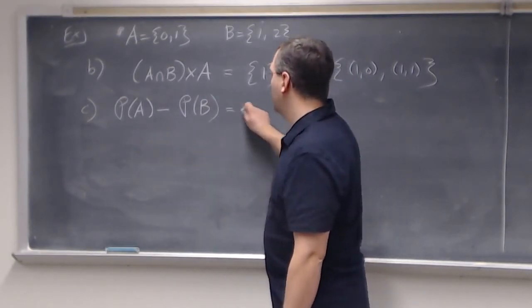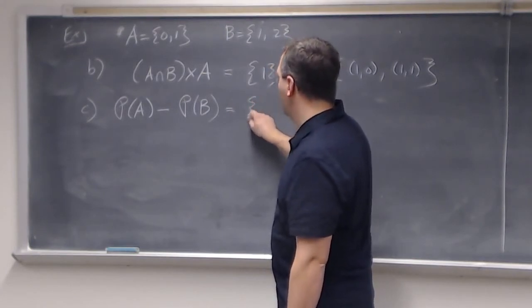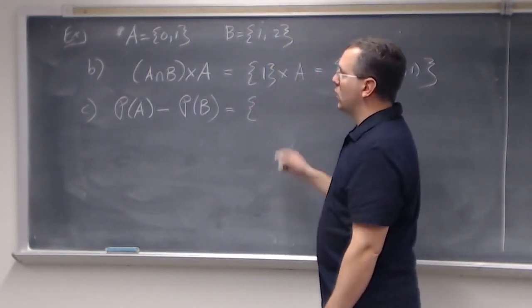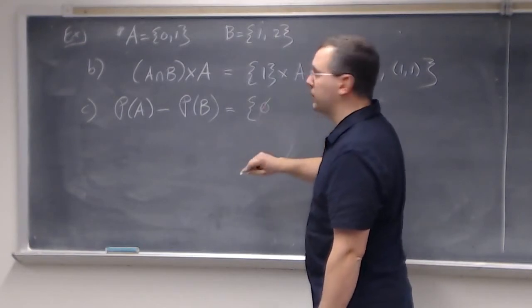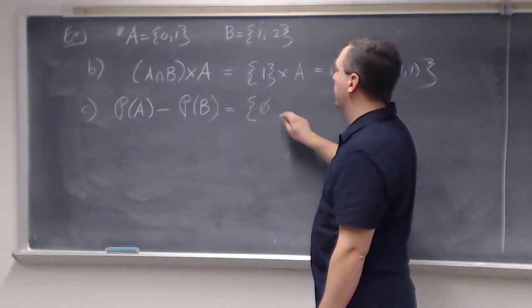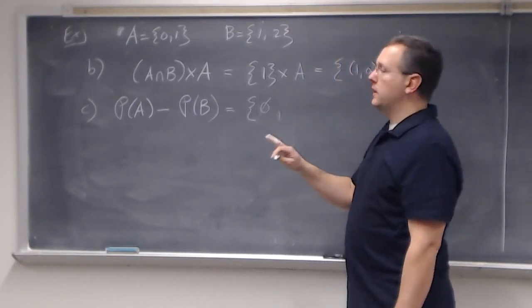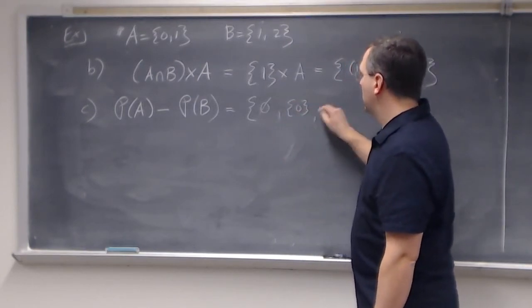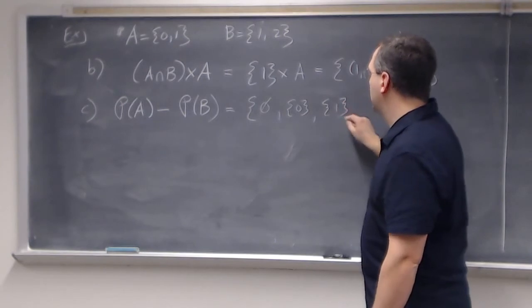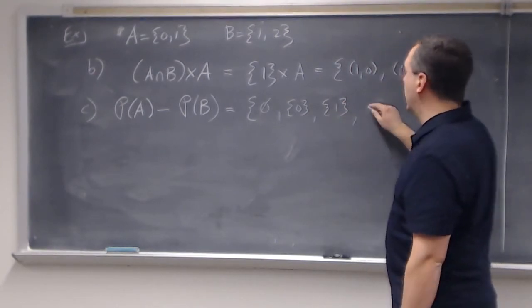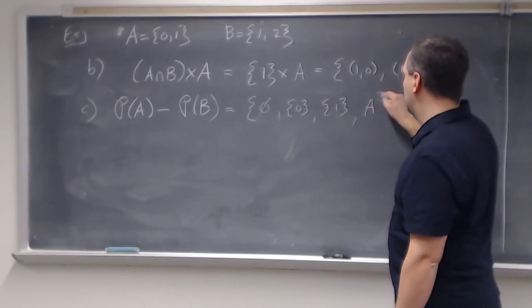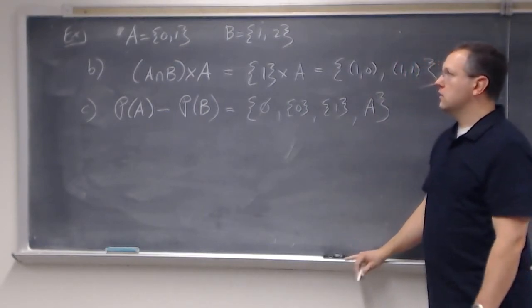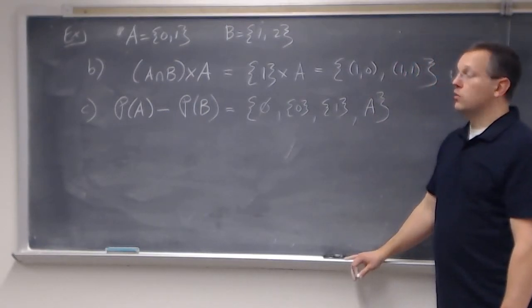So let's just write this out. The power set of A is a set that contains all the subsets of A. Well, it's got to have the empty set in it. That's a subset of every set. It's going to have 2 subsets where there's only 1 element: the set containing 0, the set containing 1, and then it's got A. Okay, that's the power set of A.